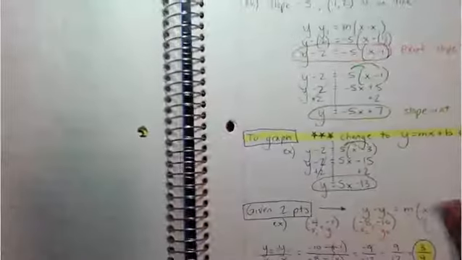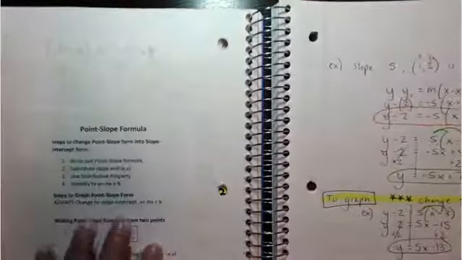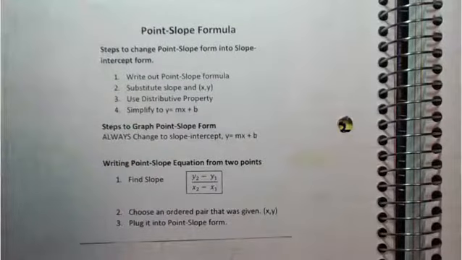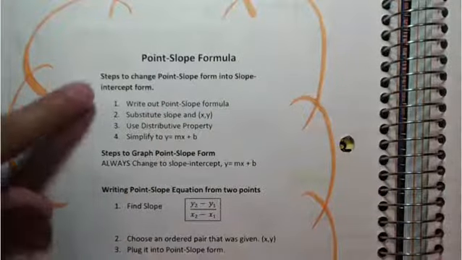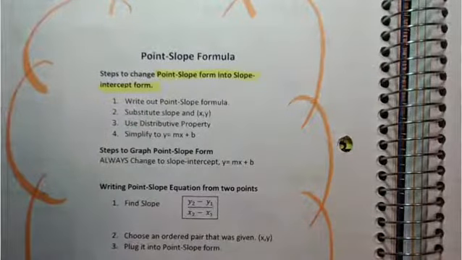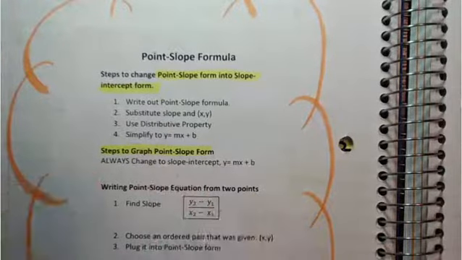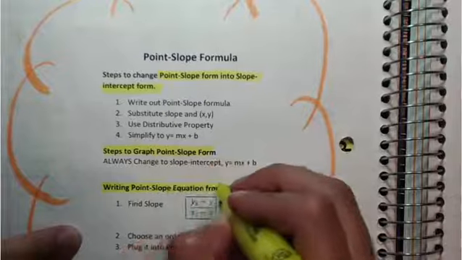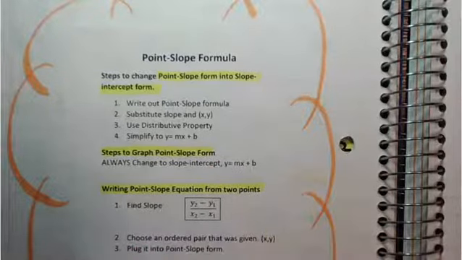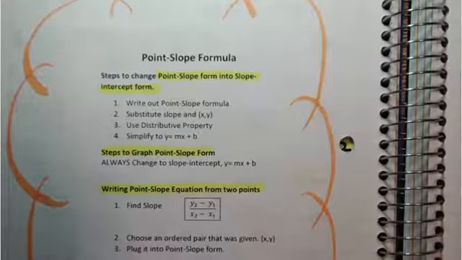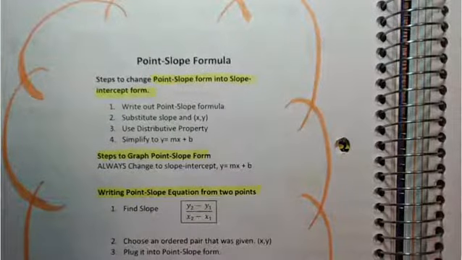But what I have for you, and I'm just going to glue this on the inside of the cover, these are the steps that we just took. So I'm going to have someone hand that out to everyone, and we're going to glue that in. And once it's glued in, we'll take a look at it. Again, this is everything that we just did. The steps to change point slope into slope-intercept form, these are the steps we took. Steps to graph a point-slope form: we always change it to slope-intercept. And how do you write a point-slope equation from 2 points? Those are the steps. So everything we just did with the examples is all right here in your steps.